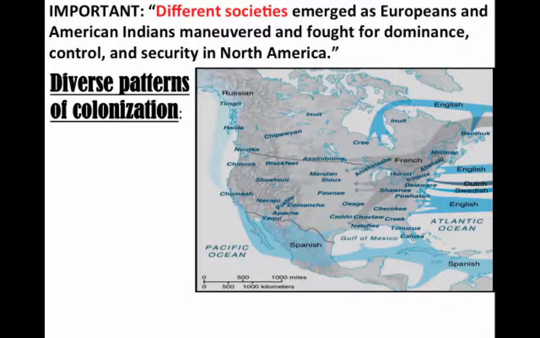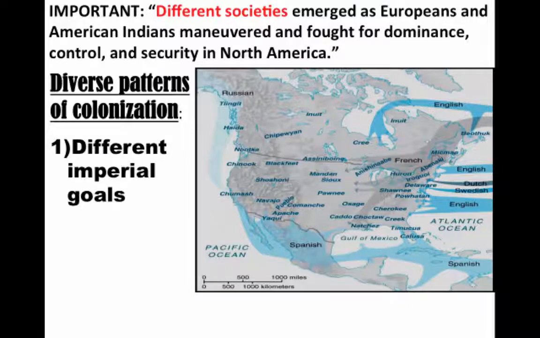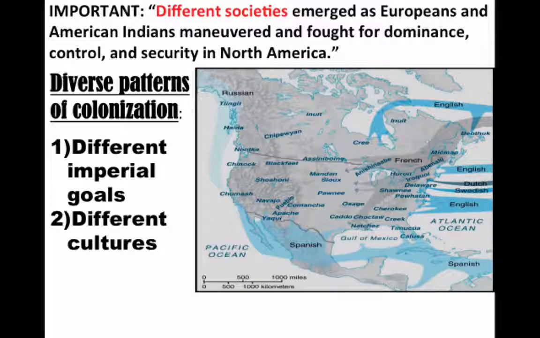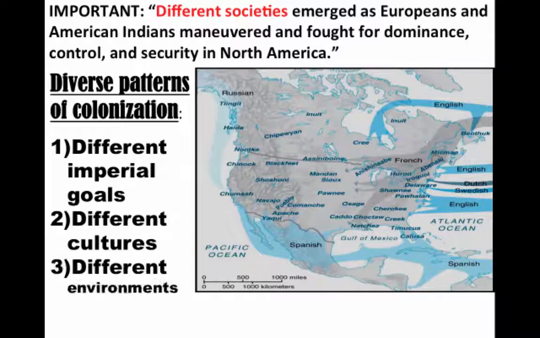These different patterns of colonization are going to occur because of the different goals of the Spanish, the French, the English, the Dutch, the different cultures, and then finally the different environments in which they settle. They're going to inhabit different parts of the continent, and as a result, the societies are going to be very different and distinct from one another.